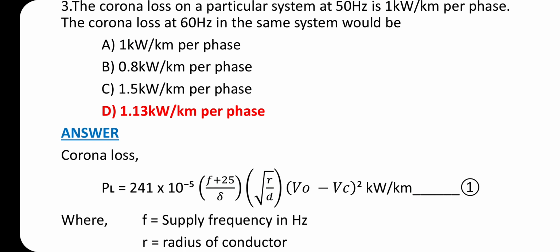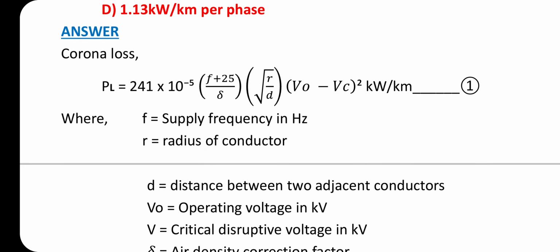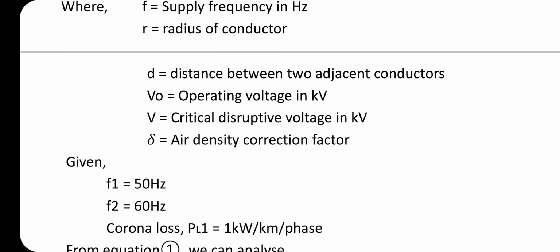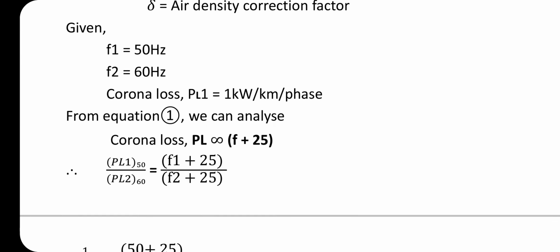Corona loss PL equal to 241 into 10 raised to minus 5 into (f plus 25) divided by delta into root of (r by d) into (V0 minus Vc) whole square kilowatt per kilometer. This is equation number 1, where f is the supply frequency in Hertz, r is the radius of conductor, d is the distance between two adjacent conductors, V0 is the operating voltage in kilovolt, Vc is the critical disruptive voltage in kilovolt. Delta is the air density correction factor.